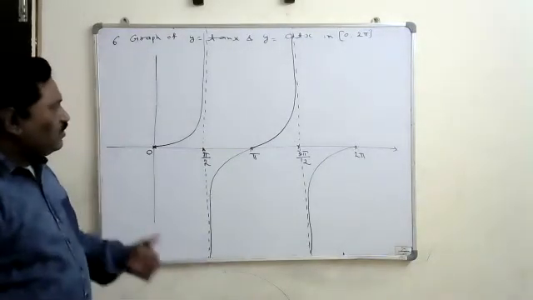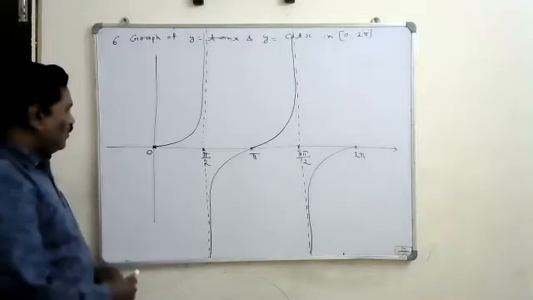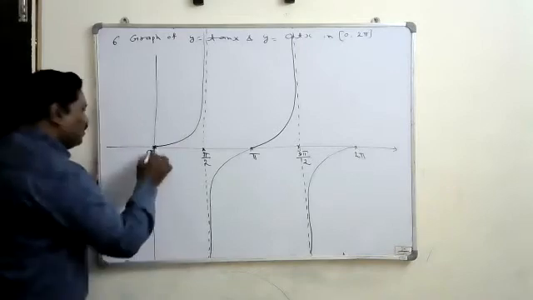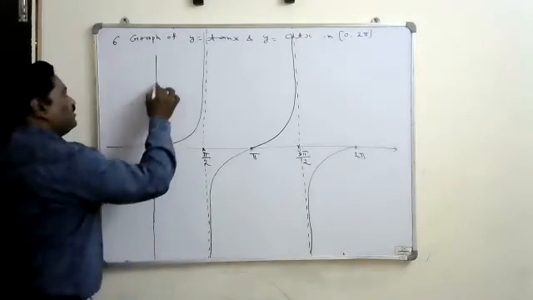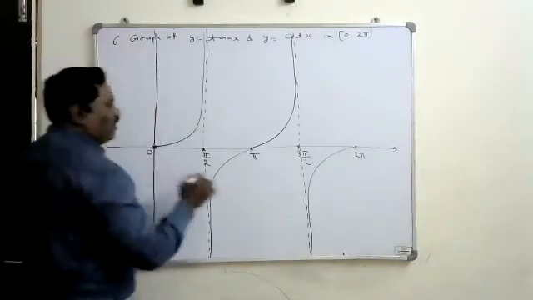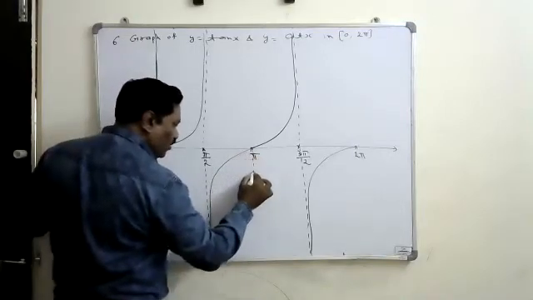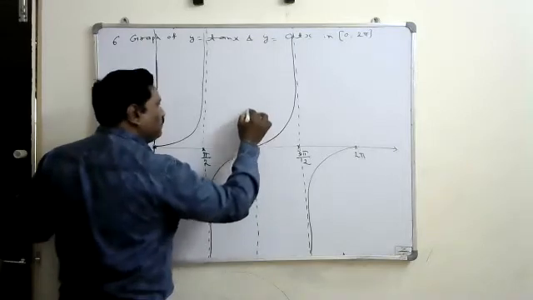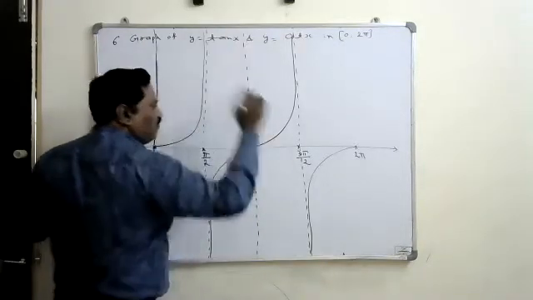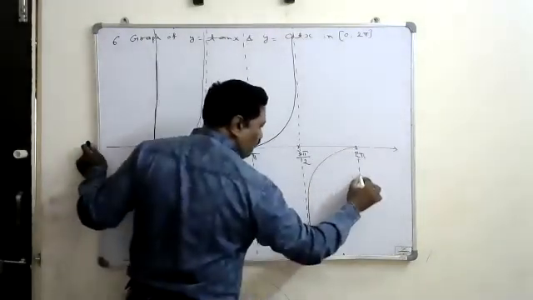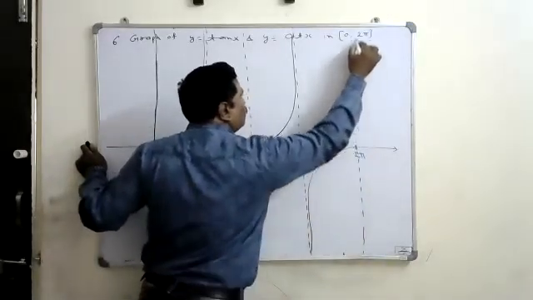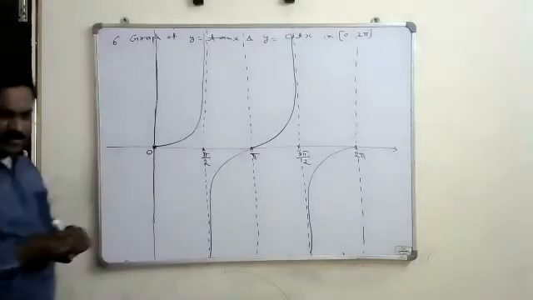Now I will plot the graph of cot x. We know that when x is 0, cot is not defined. So this is one not defined line, the y-axis itself. When x is pi, cot is not defined. Here I will draw one more not defined line. When x is 2 pi, cot is not defined. I will draw one more not defined line here.